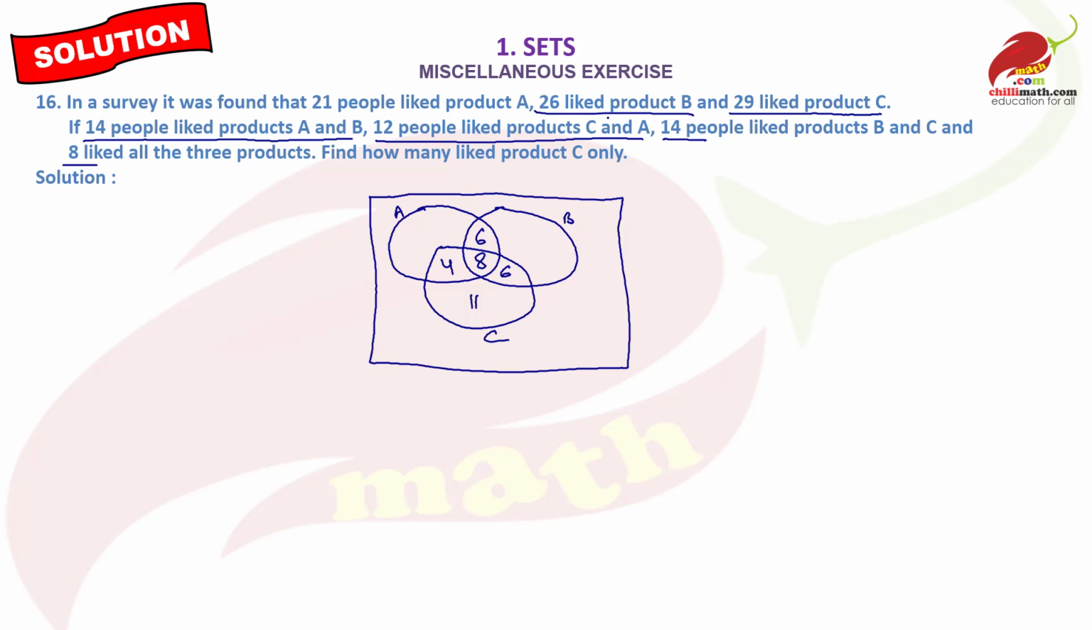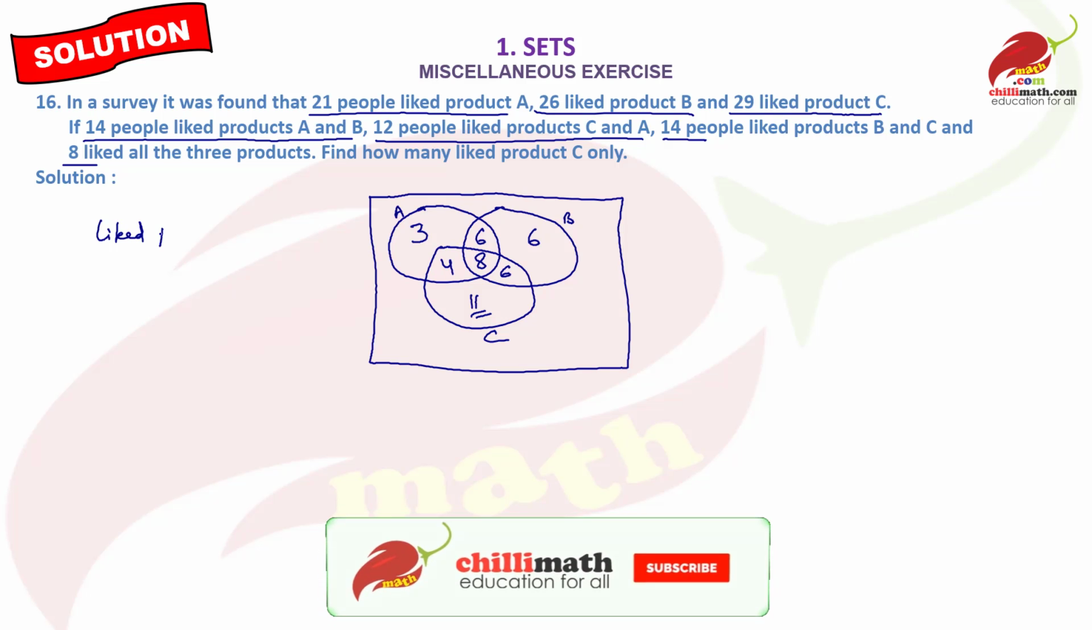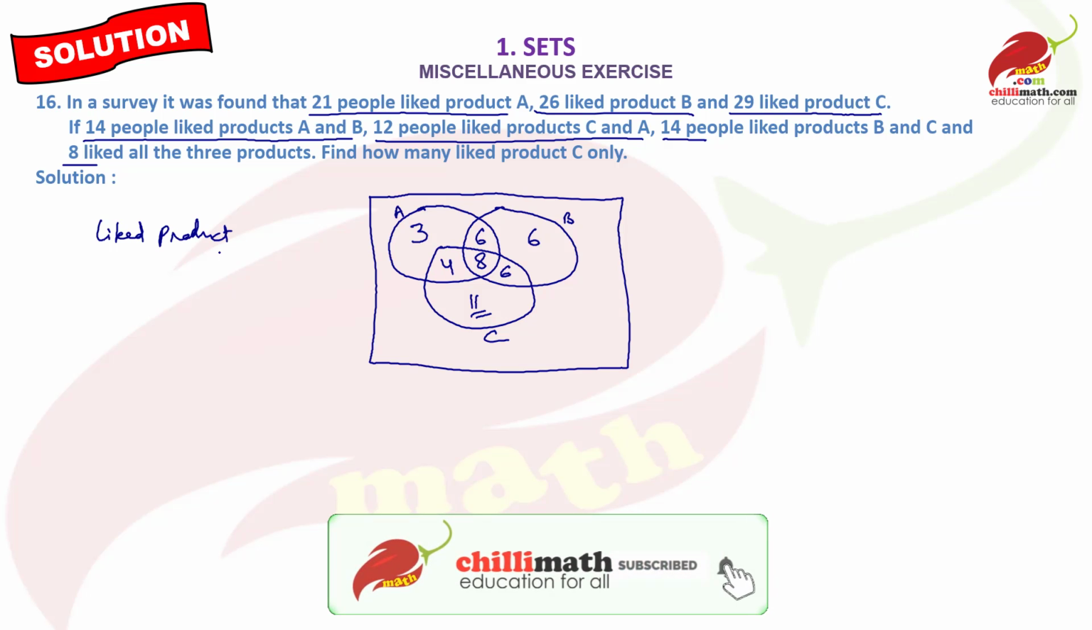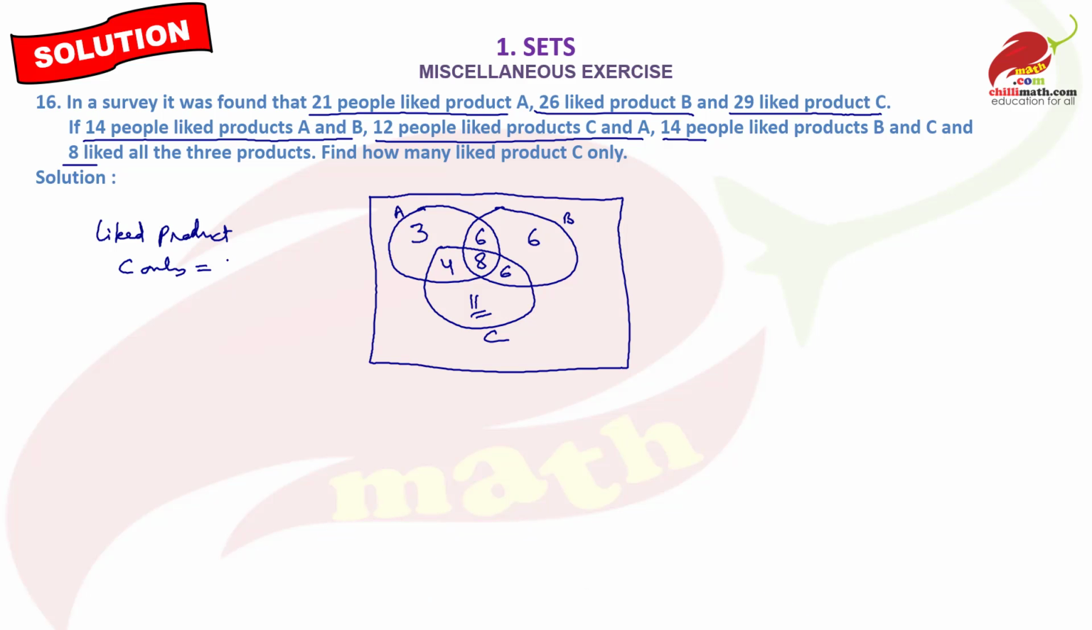Then 26 liked product B. So 6, 12, 8, 20 is already there. So I write 6 over here. 21 liked product A. This is 12 plus 6, 18, and 3 will be here. Okay, so what is asked? How many liked product C only? Only C. So this is the answer. Liked product C only is equal to 11. That's your answer.